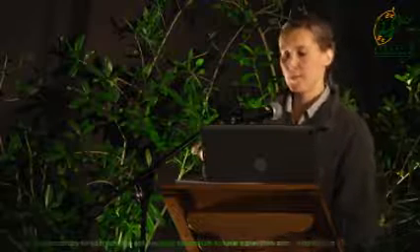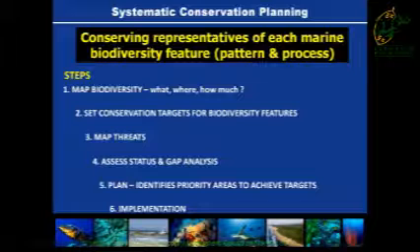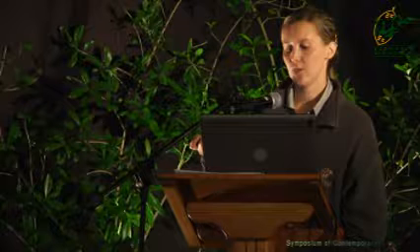These are the steps of systematic conservation planning. I'm going to run through each of these very quickly and just give you an idea of what went into this conservation plan. The first is the mapping of biodiversity, setting conservation targets, looking at our threats, performing an assessment and gap analysis, running the conservation plan, and then the implementation.